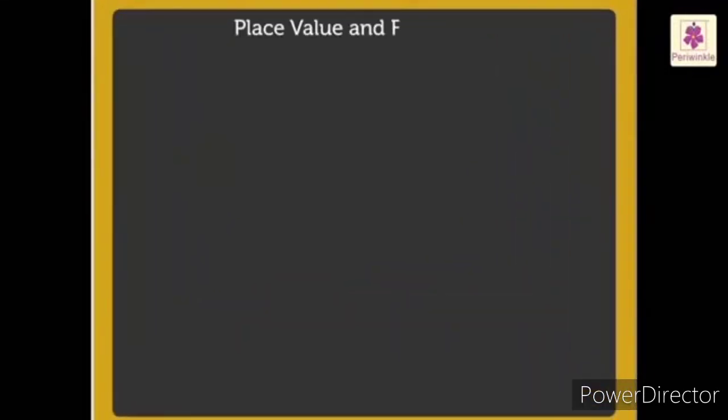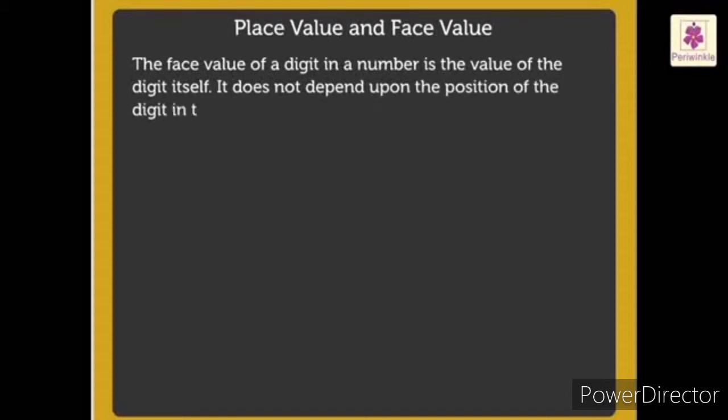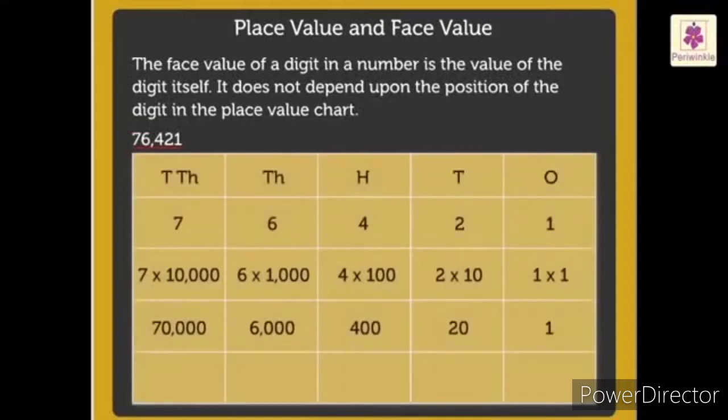Now, let's understand about the face value of a digit. The face value of a digit in a number is the value of the digit itself. It does not depend upon the position of the digit in the place value chart. So, in the number 76,421, the face value of digit 7 is 7. The face value of digit 6 is 6. The face value of digit 4 is 4. The face value of digit 2 is 2. And the face value of digit 1 is 1 only.